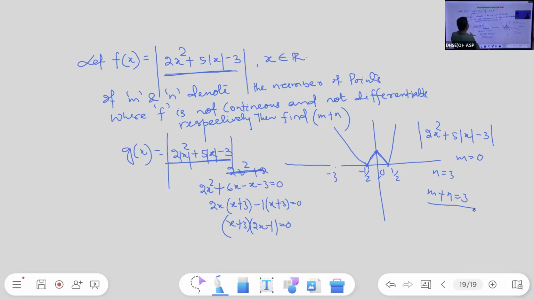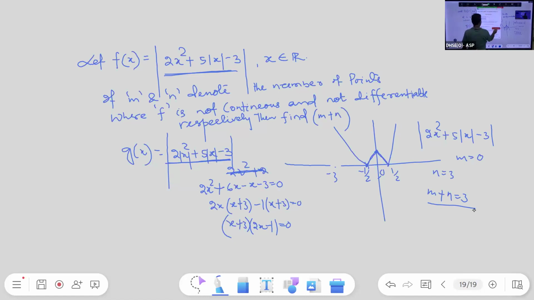For this type of question, no need to find LHD, RHD, all these things. So only sketch the curve by using graphical transformation, then find out where it is discontinuous and where it takes a sharp turn. No unique tangent can be drawn to the curve at the sharp turn points, and the function is non-differentiable. Okay, I hope it is clear to you.